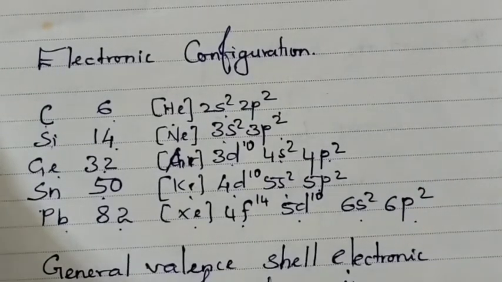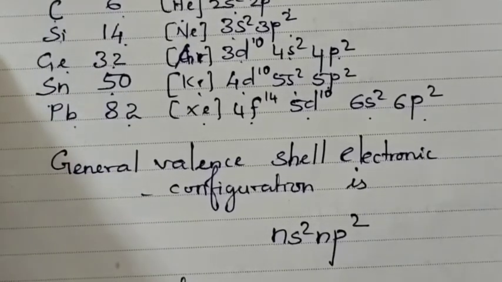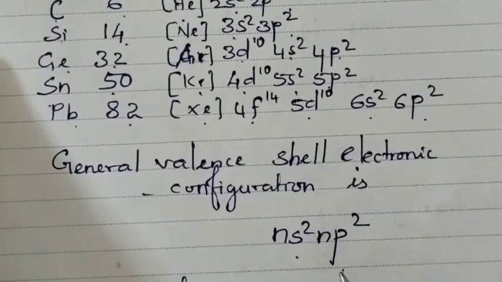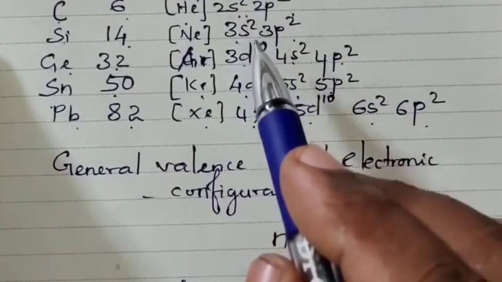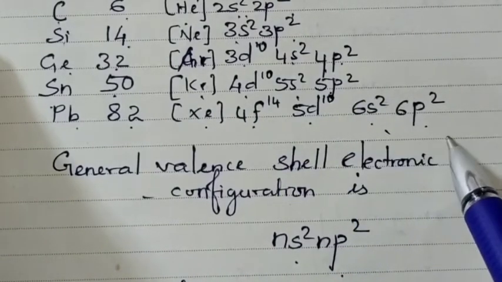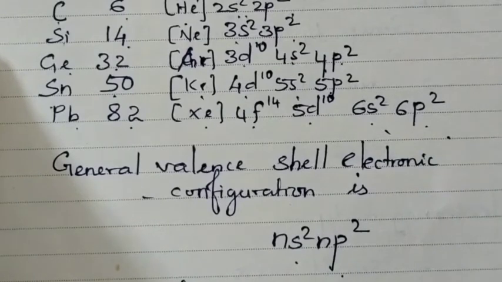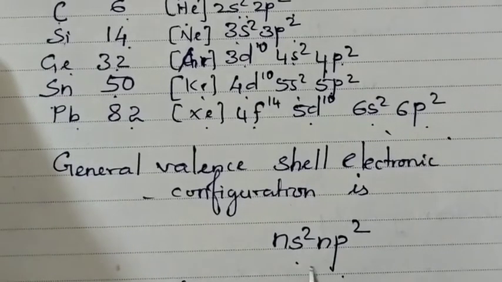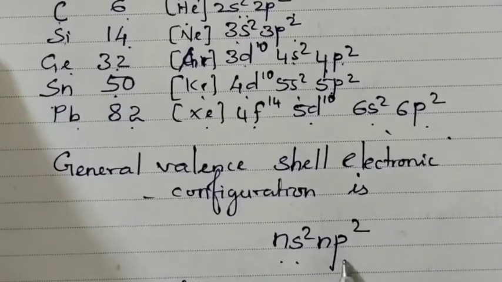From the electronic configuration, it is clear that the general outermost electronic configuration of all these elements is ns2 np2. See the configurations: 2s2 2p2, 3s2 3p2, 4s2 4p2, 5s2 5p2, 6s2 6p2. That means the general valence electronic configuration, or the general outermost electronic configuration, is ns2 np2. This is the general outermost electronic configuration of group 14.